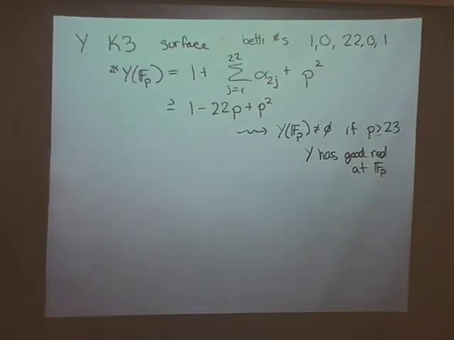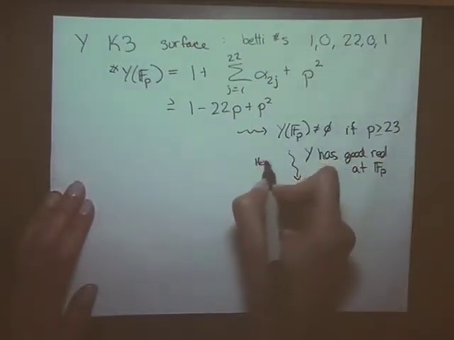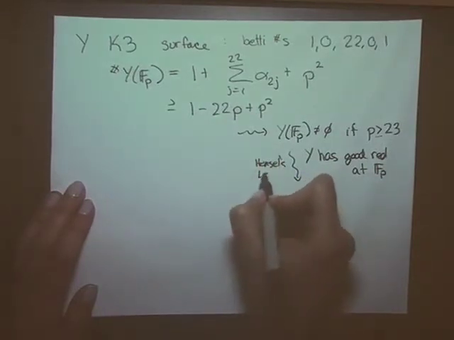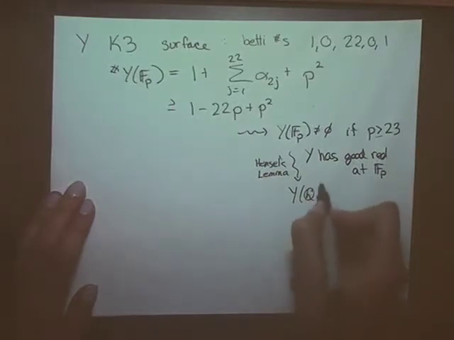Okay, so I don't just know I get to throw all of them out. I get to throw all of them out as long as p is bigger than or equal to 23 and Y has good reduction. And then Hensel's lemma says that Y(Q_p) is not empty.